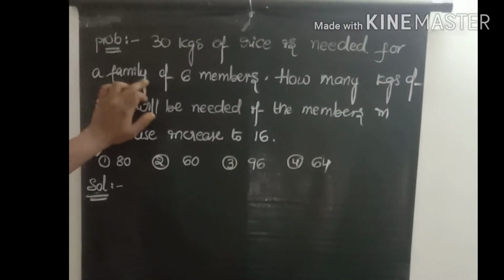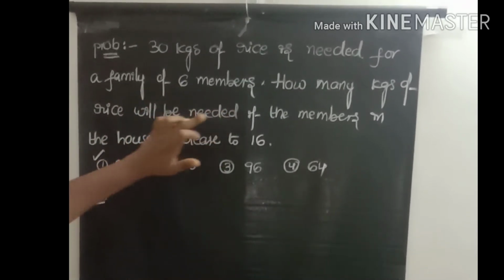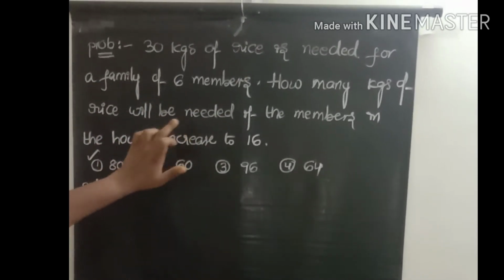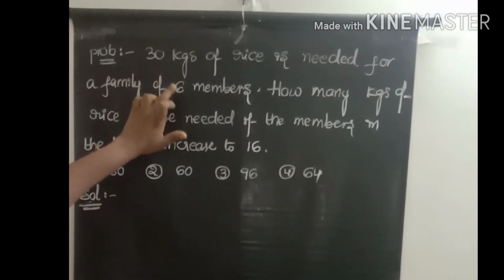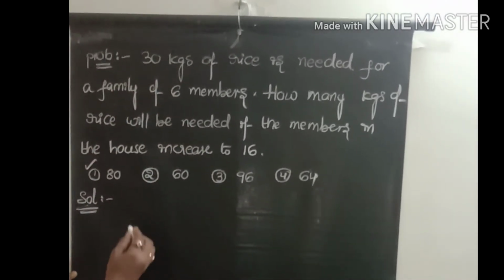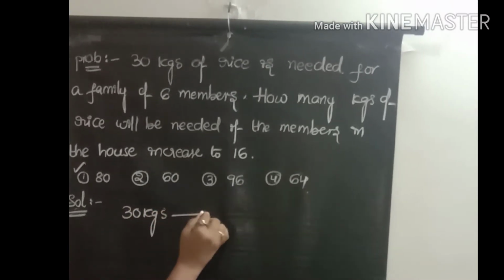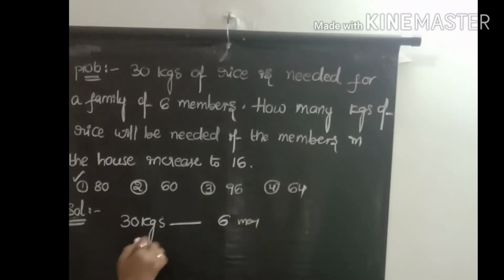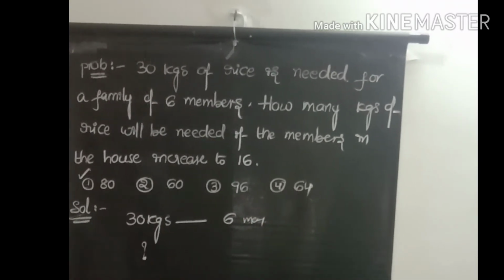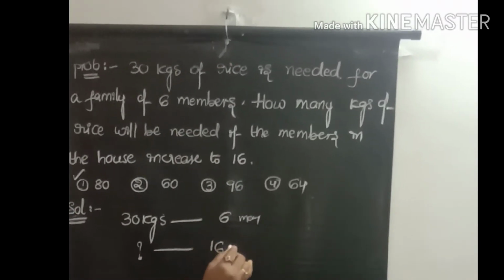Next problem. 30 kgs of rice is needed for a family of 6 members. How many kgs of rice will be needed if the members in the house increase to 16? 30 kgs of rice is needed for the family of 6 members. Now, how many kgs of rice will be needed for the family of 16 members?